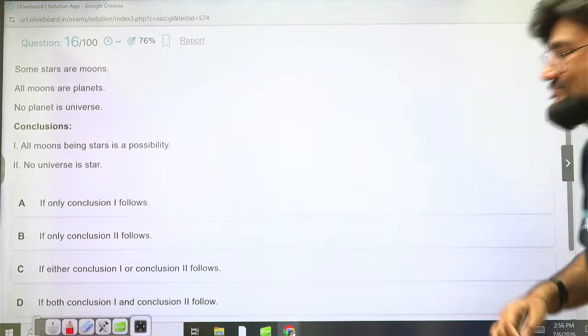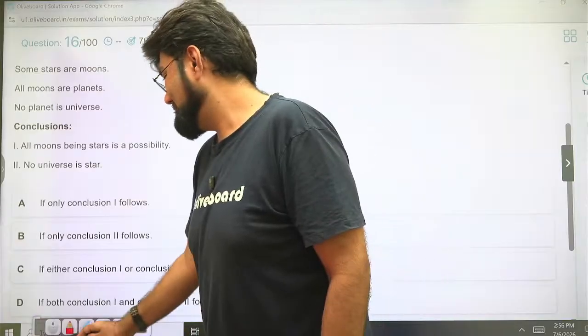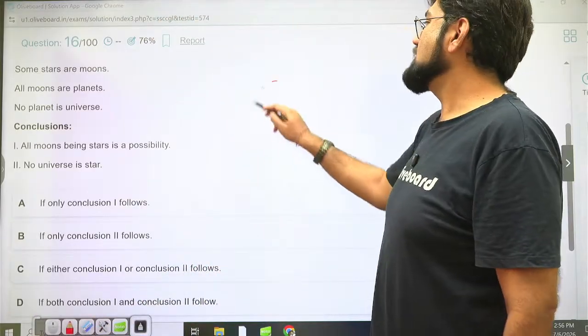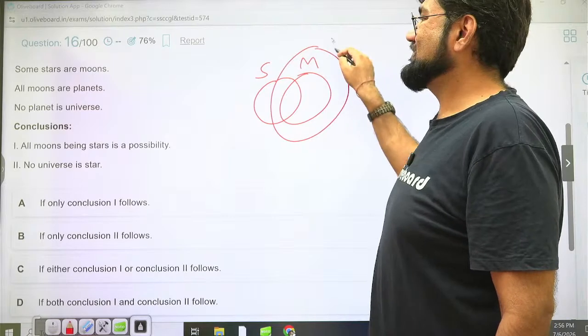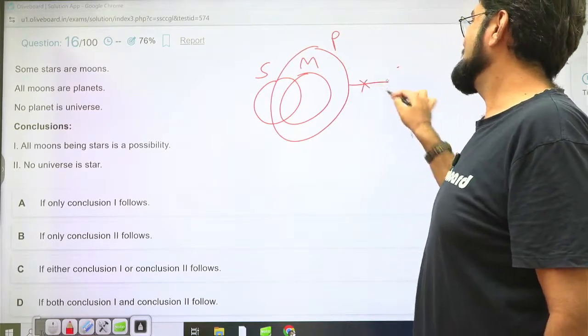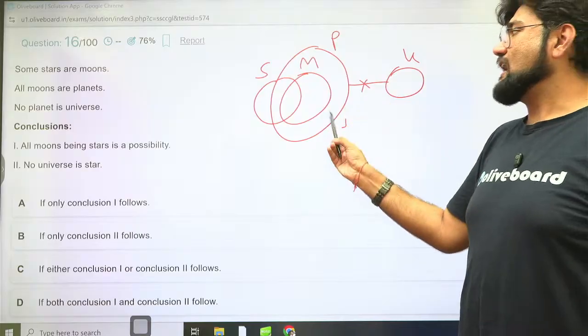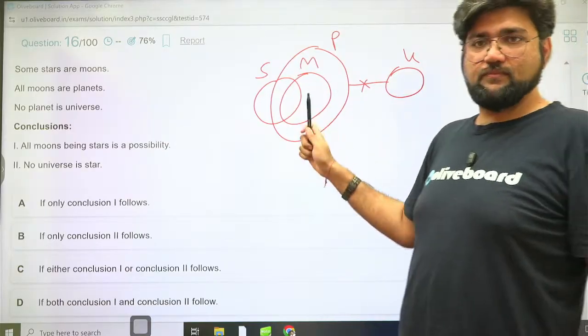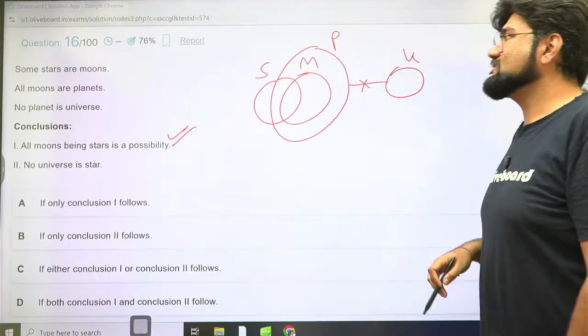Syllogism. Some stars are moons. All moons are planets. No planet is a universe. All moons being stars is a possibility. Moons and stars have a partial relation between them. Some. So all can be a possibility, not a problem at all. It's absolutely true. No universe is a star.